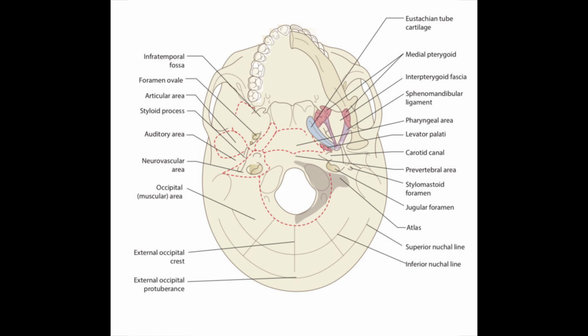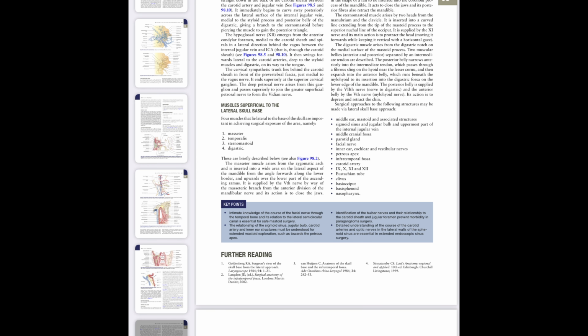Now, before concluding the video, I want to address the areas in the body that can be approached surgically through the lateral skull base approach. These are, and it's not an extensive list, but it is quite a big list: middle ear, mastoid and associated structures, sigmoid sinus and jugular bulb, uppermost part of the internal jugular vein, middle cranial fossa, parotid gland, facial nerve, inner ear, including cochlear and vestibular nerves, petrous apex, infratemporal fossa, carotid artery, 9th, 10th, 11th and 12th cranial nerves, eustachian tube, clivus, basi-occiput, basi-sphenoid and nasopharynx.